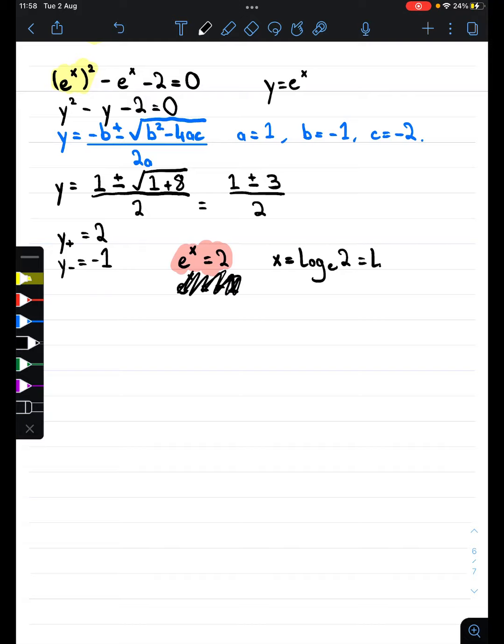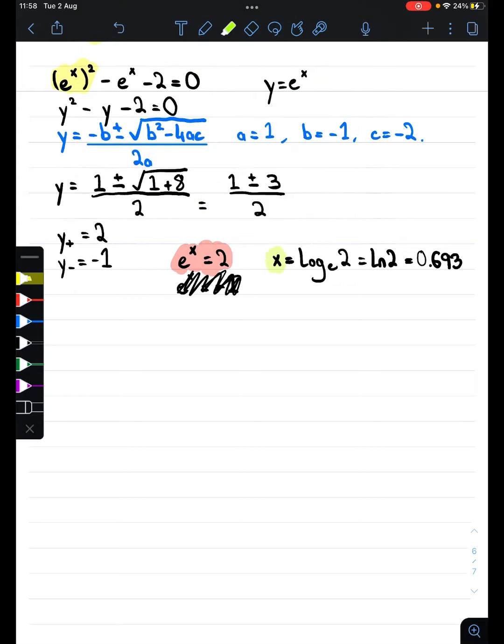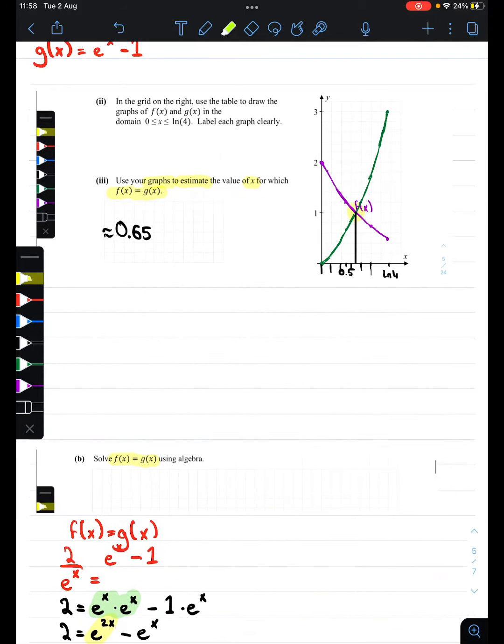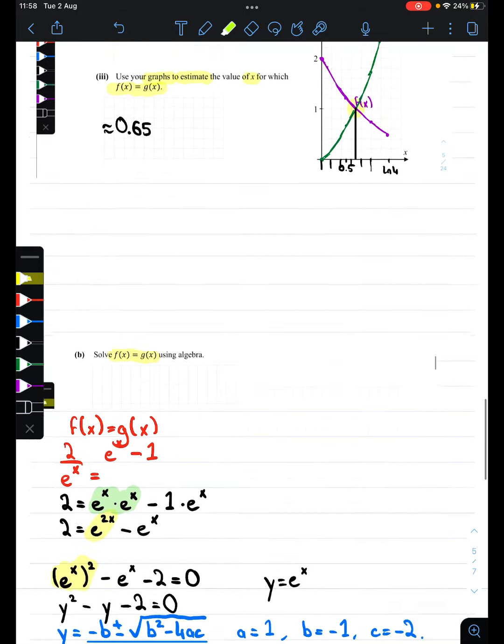So this is ln 2, and we can just put this in our calculator. ln 2 equals 0.693. And that's our answer for x. x equals 0.693. And our guess was about 0.65, so we're pretty close.